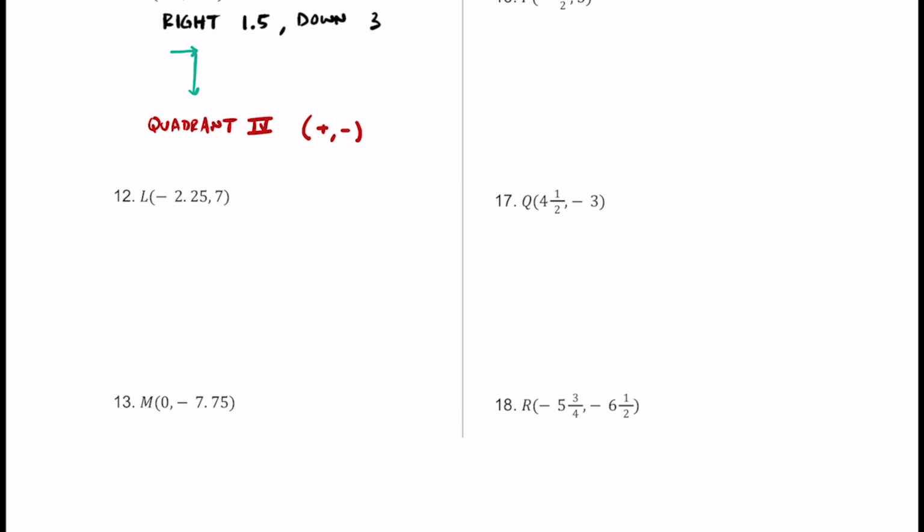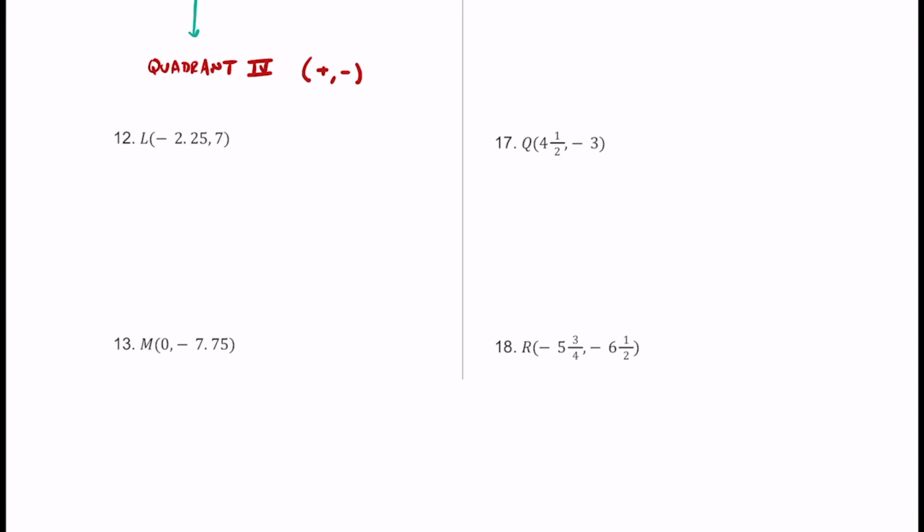For number 12, we have point L, which is -2.25, 7. So that's a negative value first, so that's going to be left. So go ahead and write left 2.25 units, and then we can say up 7 after that. Okay, so if we were plotting this, we would go something like this, where we go to the left 2.25, and then we'd go up a lot more, which is 7. If we go to the left, then up, that should bring us to quadrant number 2. Quadrant 2. Remember, everything in quadrant 2 goes negative first, then positive second.